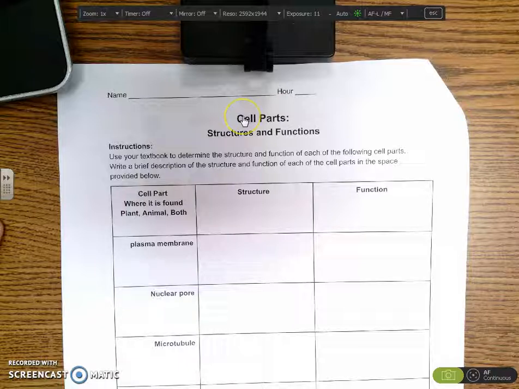So here we have cell part, structure, and function, what I just told you about, and your instructions are to use your textbook to determine the structure and function of each of the following cell parts. You're to write a brief description of the structure and its function of each of the cell parts in the space provided below. It doesn't matter if you're going to do an animal or a plant cell. You have to complete all of these organelles and plant parts and animal parts.